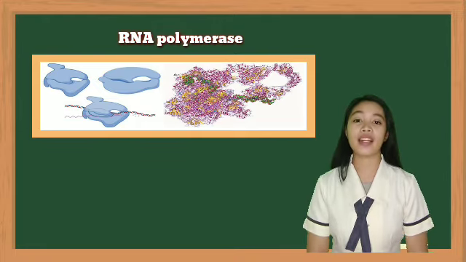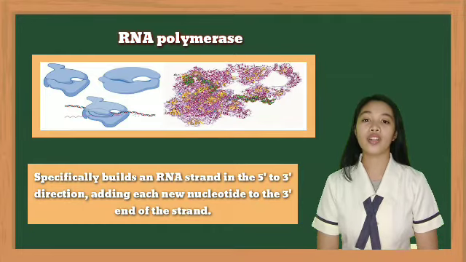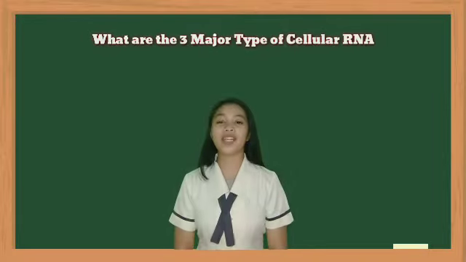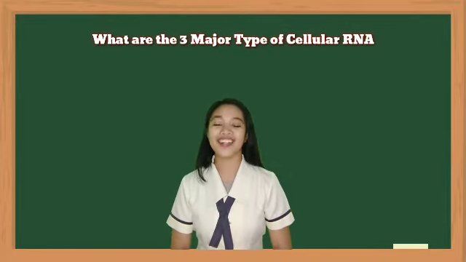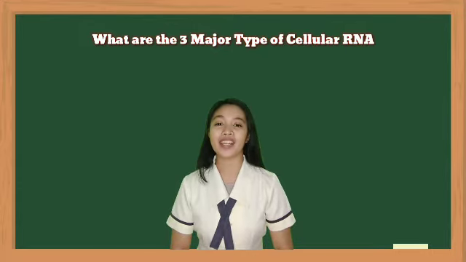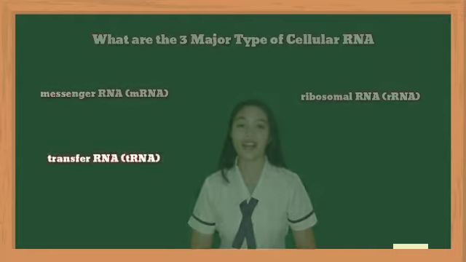It specifically builds an RNA strand in the 5 to 3 direction, adding each new nucleotide to the 3 prime end of the strand. Anyone can give me the 3 major types of cellular RNA? Very good. The 3 major types of RNA are the messenger RNA, ribosomal RNA, and the transfer RNA.